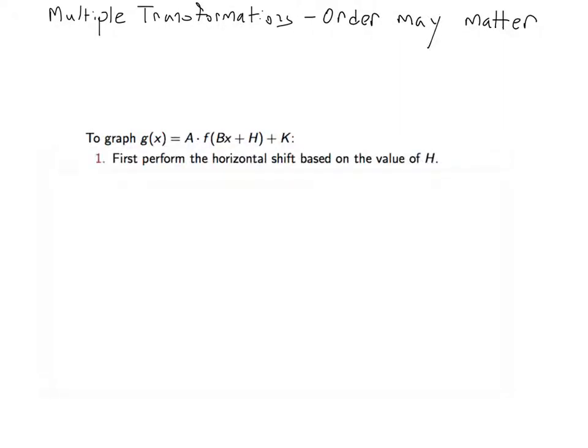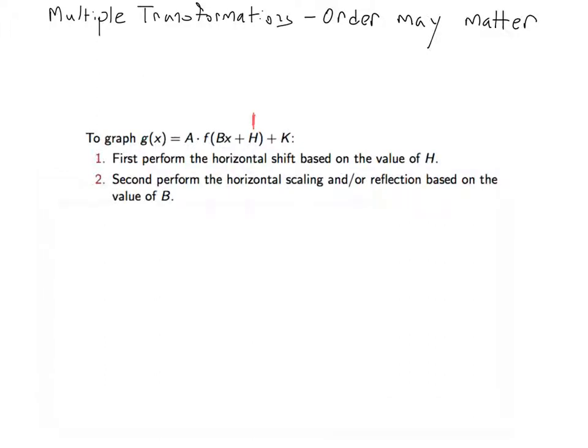And so here is a method which we'll call the inside out method, which is going to work no matter what transformations are given to us. We're going to start on the inside, and the first transformation that we apply is going to be the horizontal shift by h. Then we stay on the inside, and next we can perform the horizontal scaling or reflection, taking into account the value of b. So this might be a scaling and a reflection if b is negative.